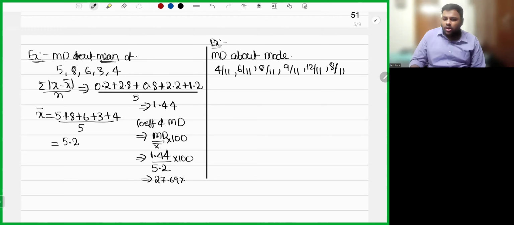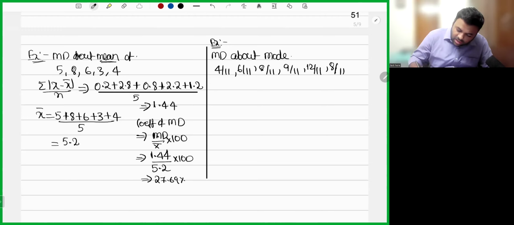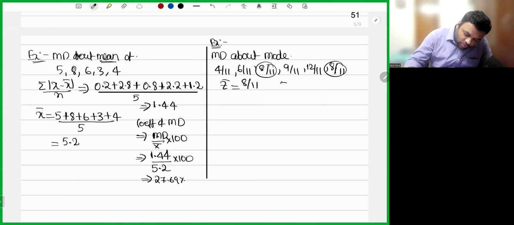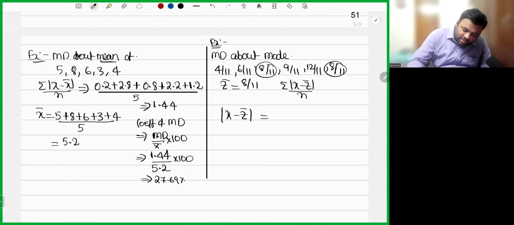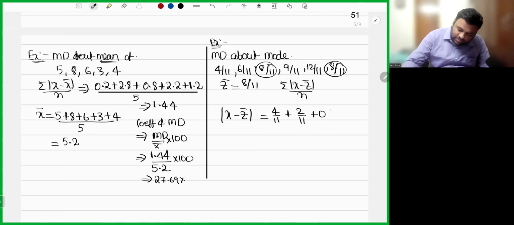Now, mean deviation about mode he is asking. First, I need to calculate mode, right? What is mode? 8 is repeated 2 times. So 8 by 11 is the mode. The formula is summation of modulus x minus mode, by n. So let's calculate x minus mode first. What is 4 by 11 minus 8 by 11? 4 by 11. 6 by 11 minus 8 by 11? 2 by 11. 8 by 11 minus 8 by 11 is 0. Plus 1 by 11.